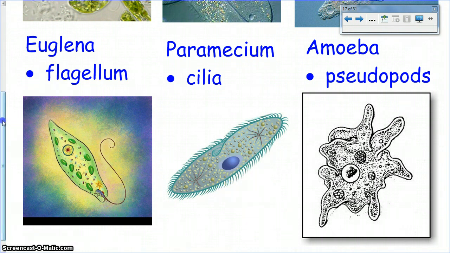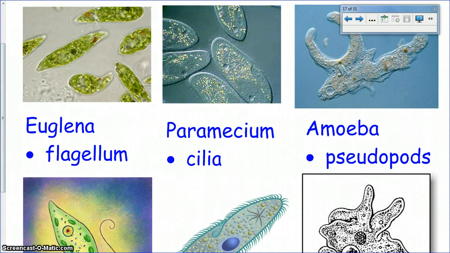So the paramecium need to ingest food. They can't make their own food. So these guys are autotrophic, these guys are heterotrophic, while these guys are autotrophic.